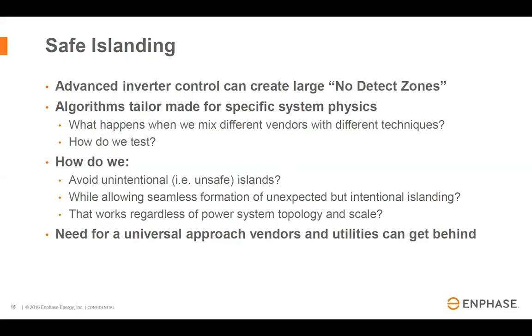Okay, safe islanding. Like I've heard mentioned a few times, all these advanced controls can actually create large no-detect zones. And algorithms for detecting islands are sort of tailor-made to very specific physics and usually a very specific manufacturer. So what happens if we mix different vendors and different system topologies? How do we avoid unsafe islands in these cases?